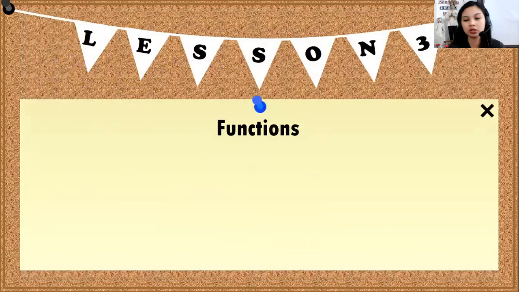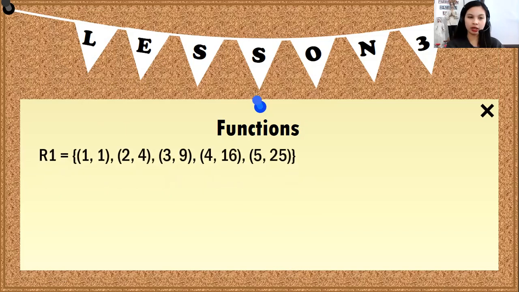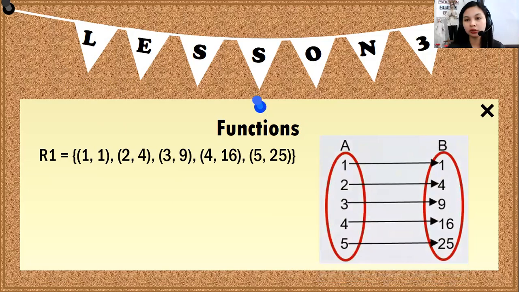Ayan, mabilis lang kasi siya kasi madali lang po. So, next is about functions naman po tayo. Ayan. So, ito po yung sagot nyo kanina doon. Ito yung sagot natin doon sa first lesson and second lesson, di ba? Ayan siya. Ito rin yung arrow diagram natin. Ngayon po, ayun. So, ito, R1 is a function.